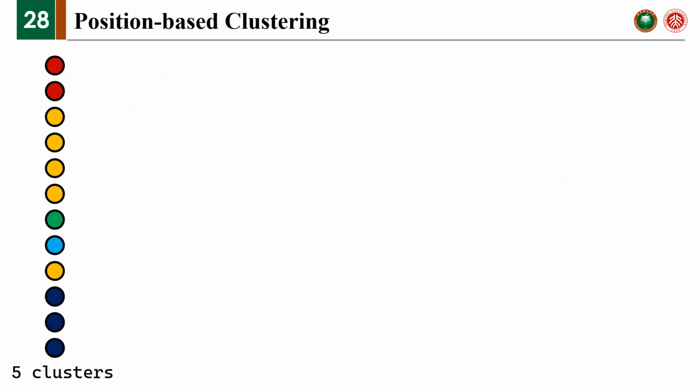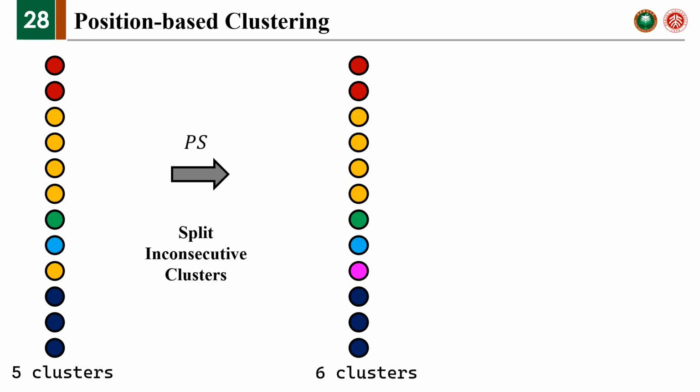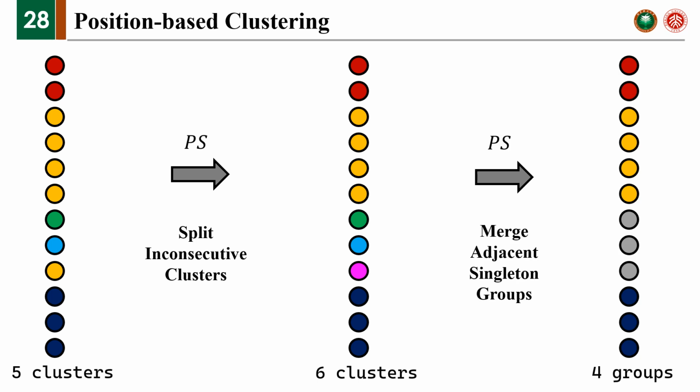The second step is position-based clustering. We first split the method clusters by their position. As this example shows, the cluster marked in yellow has been split because the last method is not consecutive with other methods in the same cluster. Then, we merge the adjacent singleton groups. For example, the clusters marked in green, cyan, and pink each contain only one method, and they're adjacent, so we merge them into one new group containing 3 methods, resulting in 4 groups of methods after this step.